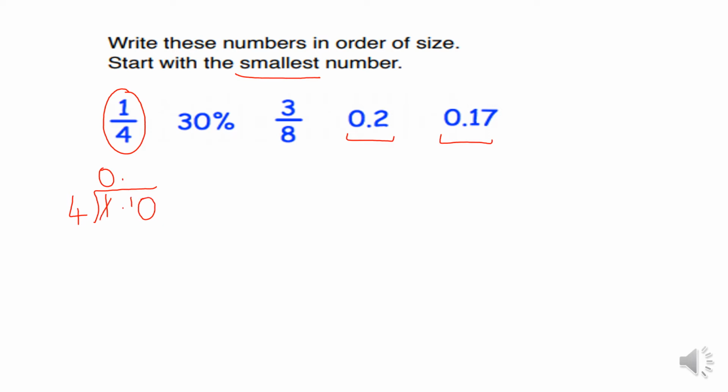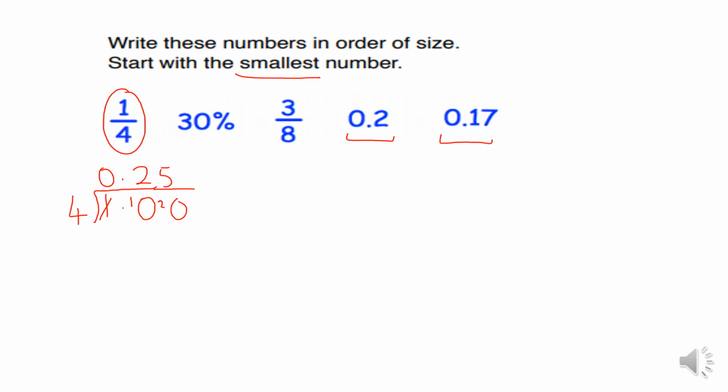So how many 4s into 10? 4, 8, we know it's 2, remainder 2, so we just add another 0 here and put the 2 up there. How many 4s into 20? 4s into 20 is 5, so the answer for this one would be 0.25.